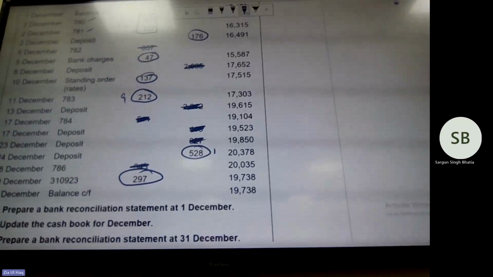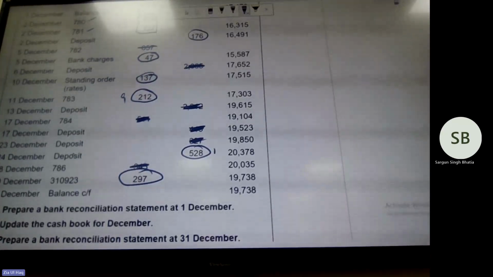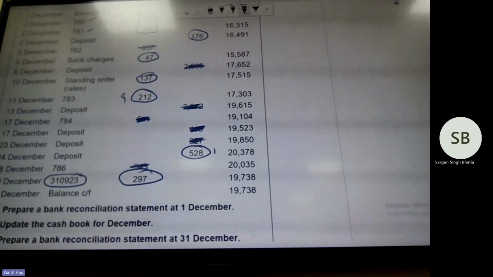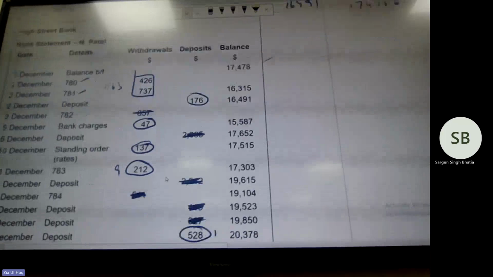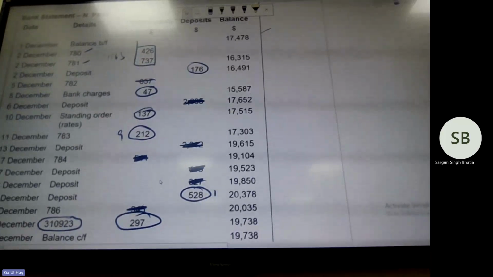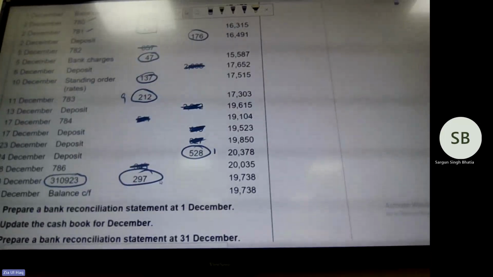Normally company check numbers are 780, 81, 82, 83, 84, 86. This is a different check number. This might be some other person's check that has been deposited to our bank account, or withdrawn from our bank account. This is not our mistake. This could be the error of the bank.